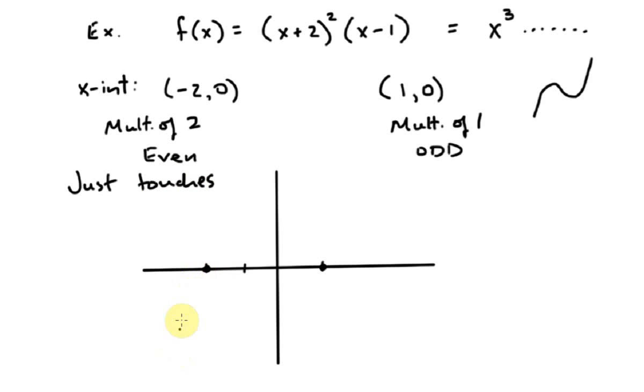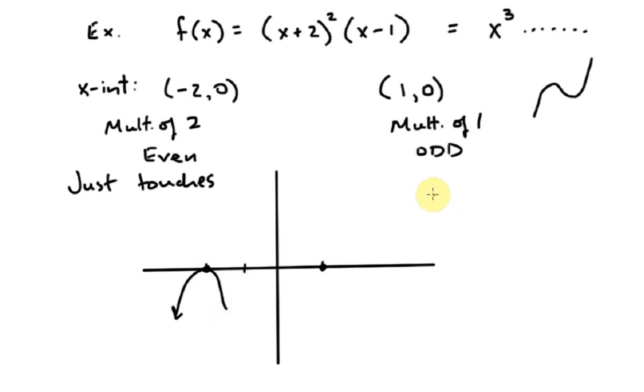It comes up. We know that this is the basic shape of the graph, but when we get to this point here, it just touches. It doesn't go roaring through. So down on this side and down on this side. And that's because it is multiplicity that's even. Anytime you have even multiplicity, then your graph will just touch and turn right back around.